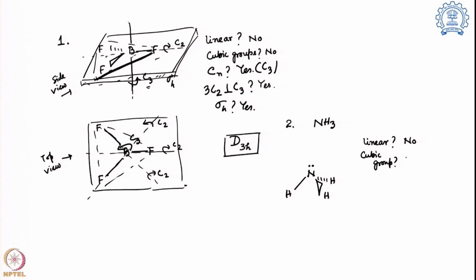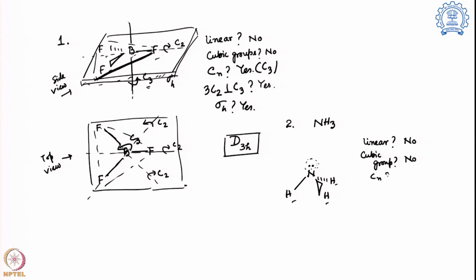Some of you might think about saying yes, because it has a tetrahedral structure. Yes, it may have a tetrahedral geometry around it, but it does not have the same ligands in all places, because there is a lone pair over here. That breaks the tetrahedral symmetry, so it is not a tetrahedral geometry. So, it does not belong to any cubic group.